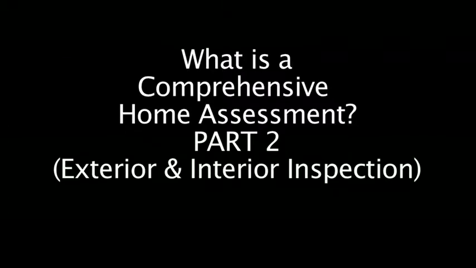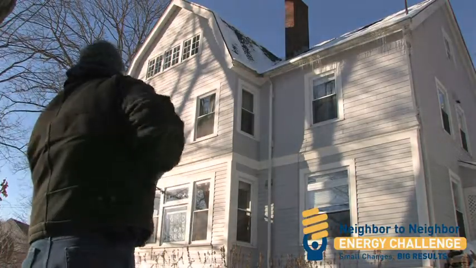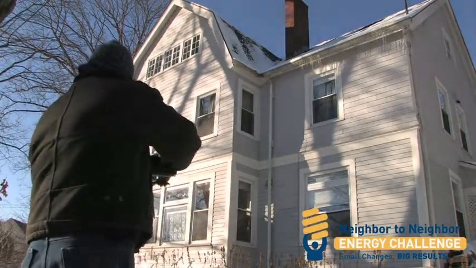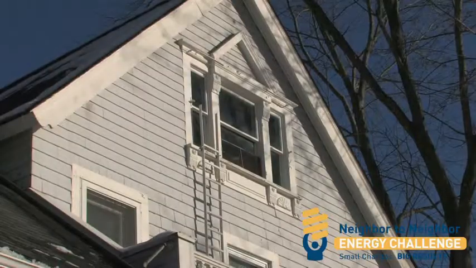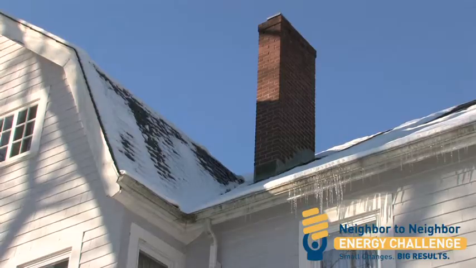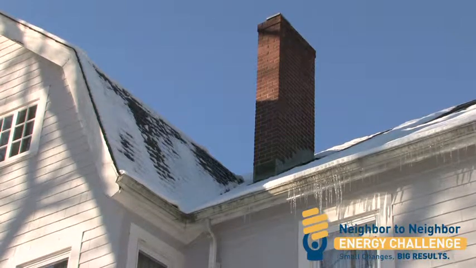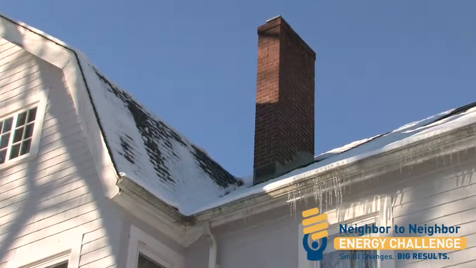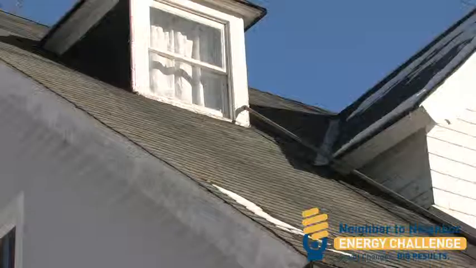Yeah, the exterior inspection part of the comprehensive home assessment is really designed to look for any evidence of moisture or structural problems that might be existing on the outside of the house. Such things as rotting fascia, chimney condition, whether the chimney's pointed properly or whether the chimney meets the standards in terms of its design. It also looks at the siding of the house, it looks at the windows.